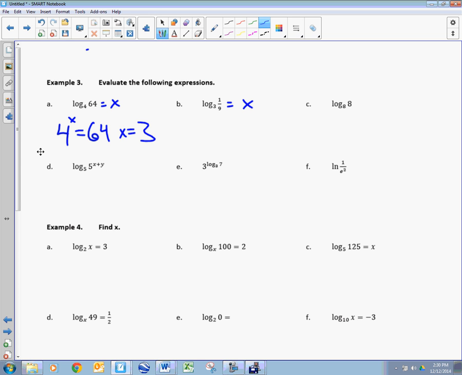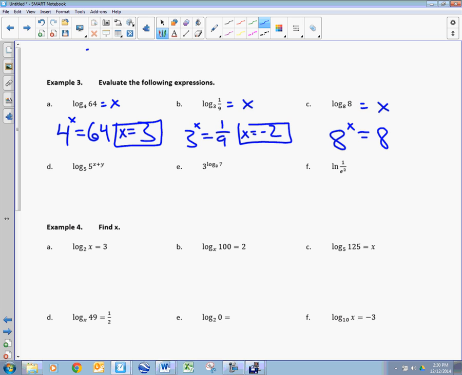Log base 3 of 1/9 means that 3 to some power is equal to 1/9. 3 to what power is equal to 9? 3 to the 2 power is equal to 9. So 3 to what power gives you 1/9? Negative 2. Log base 8 of 8 equals x. What power of 8 do you take to get 8? 1.